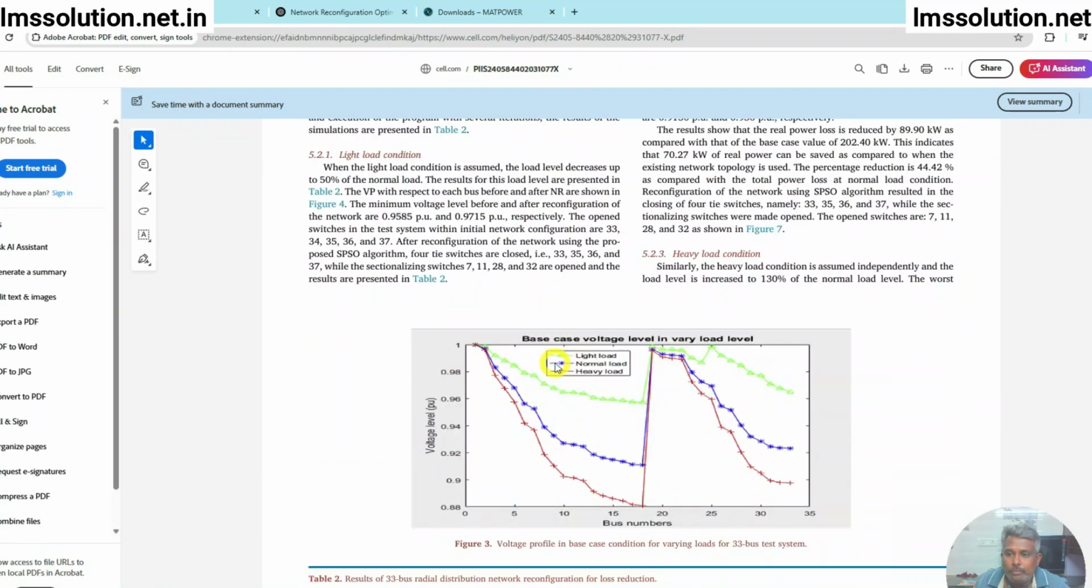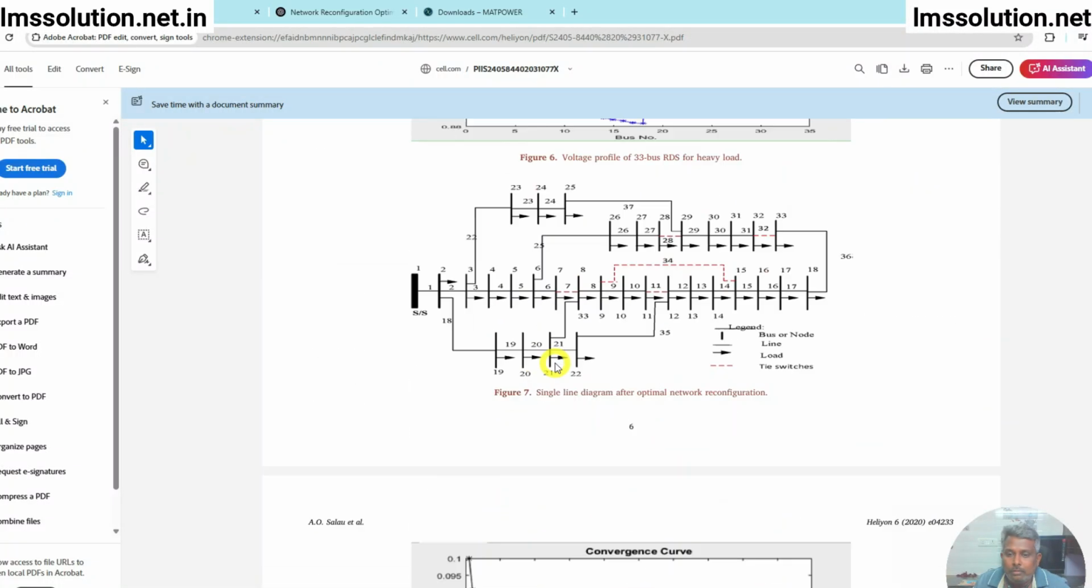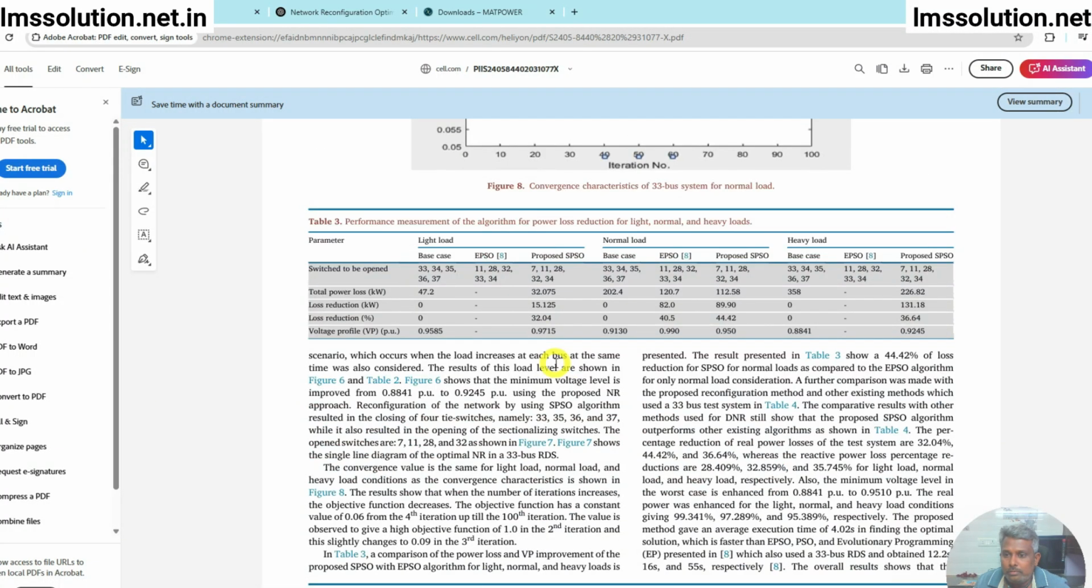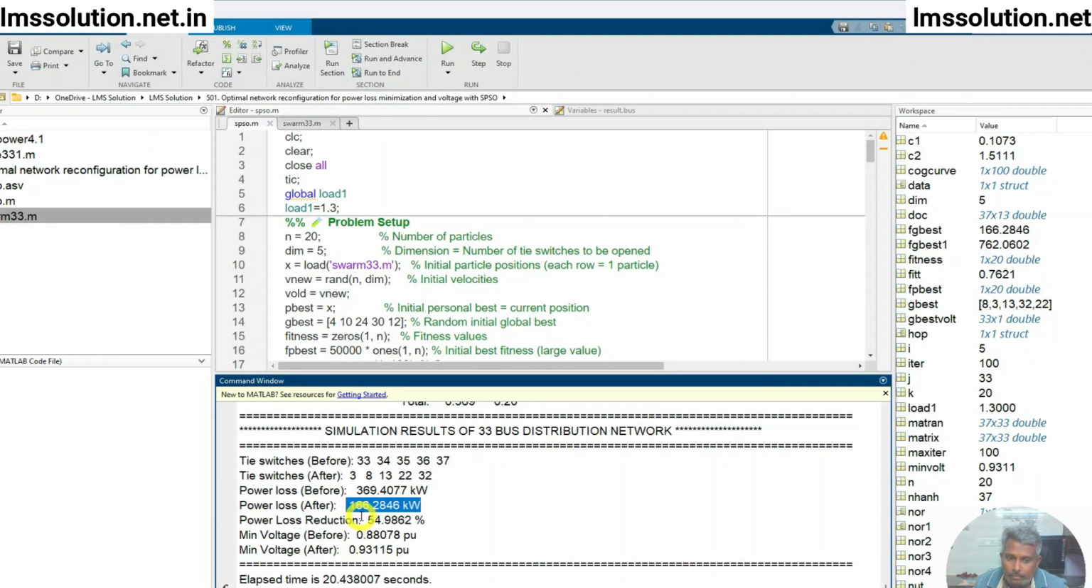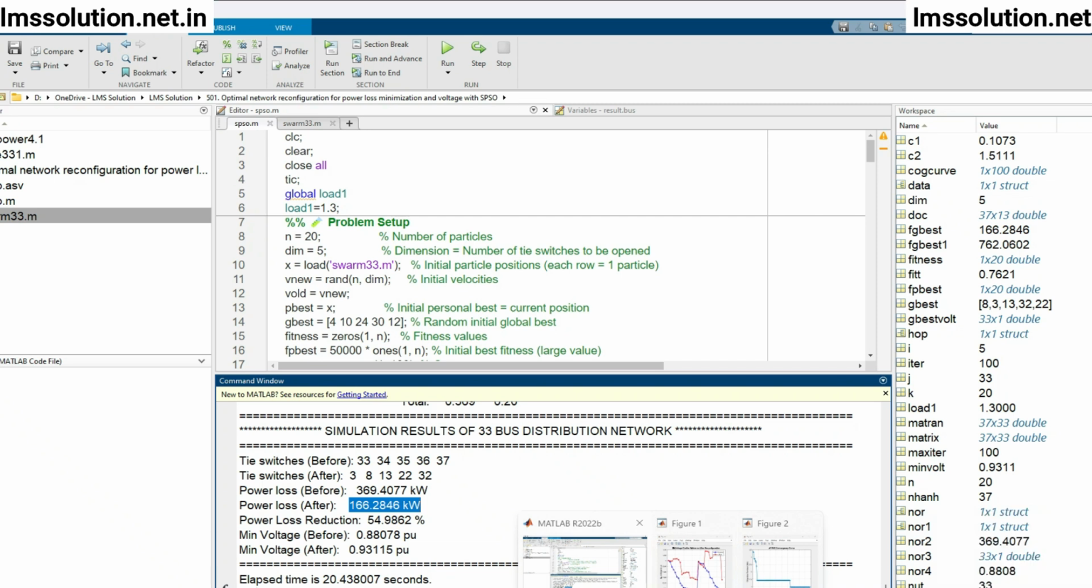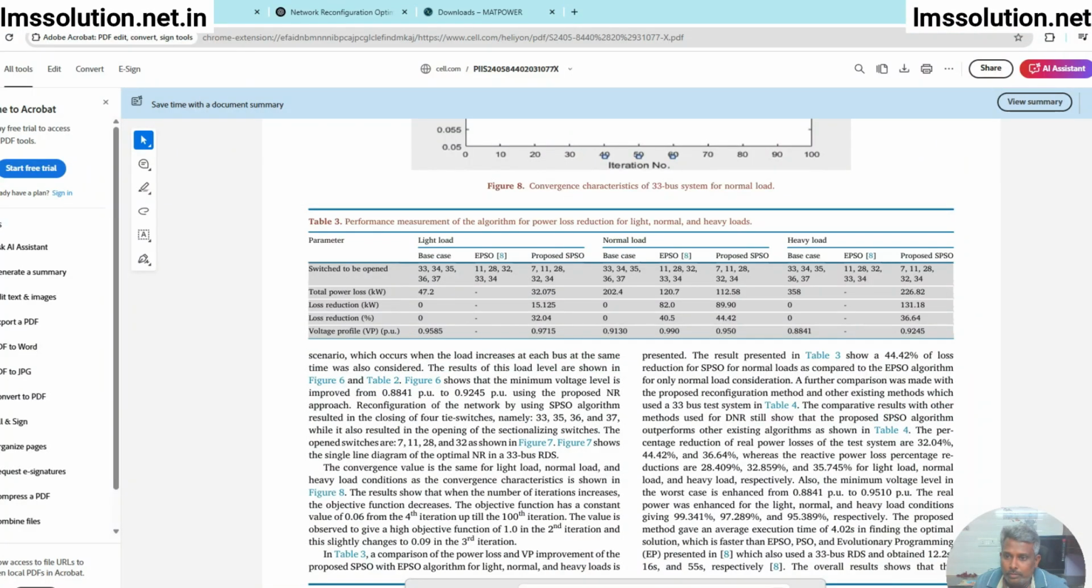Now come to the paper, and here you can see that, right. So for the proposed method they are having 226.82, but our result is very much less, okay, when compared to the paper result. So we are getting a better result.